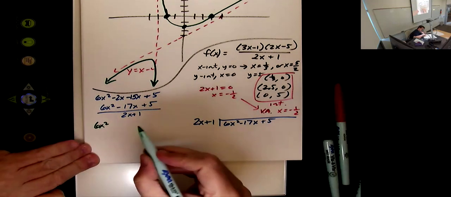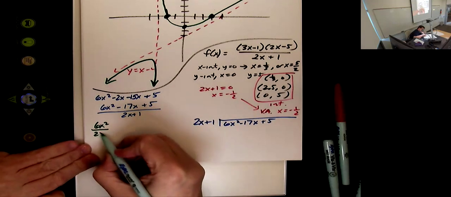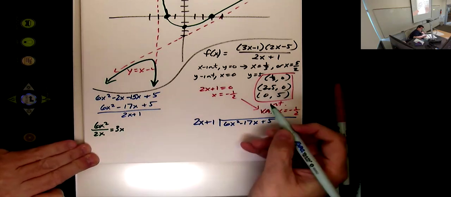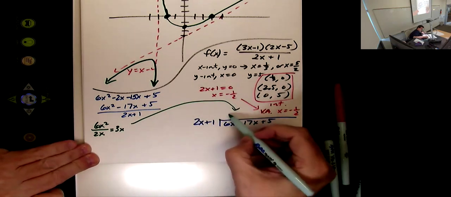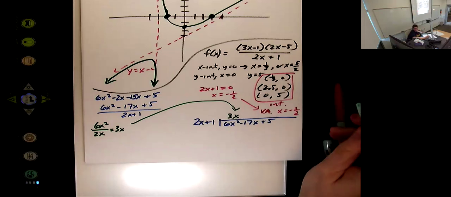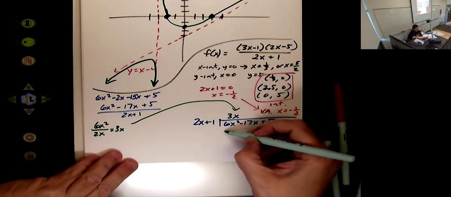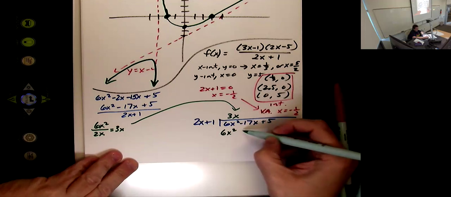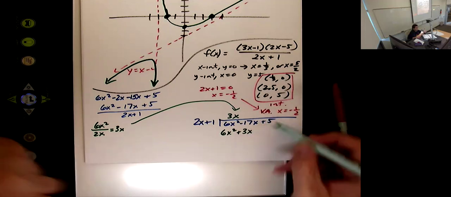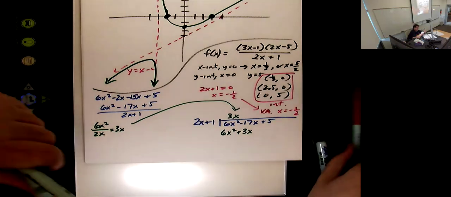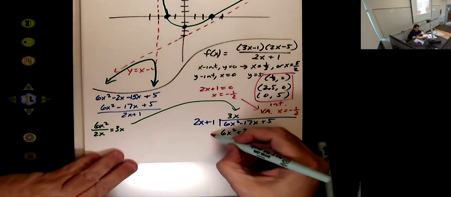6x squared divided by 2x is 3x. Boom, 3x. We multiply, we get 6x squared plus 3x. And I will subtract.